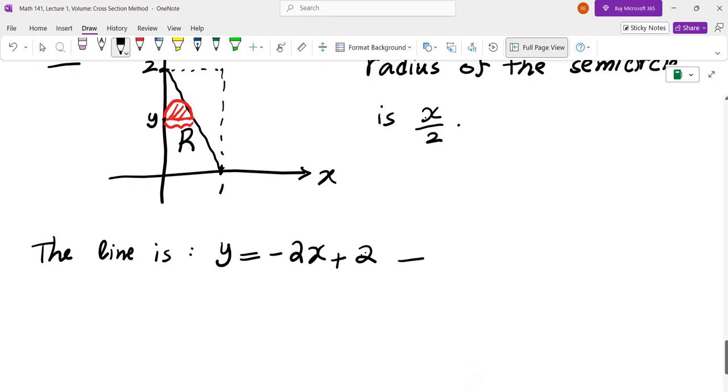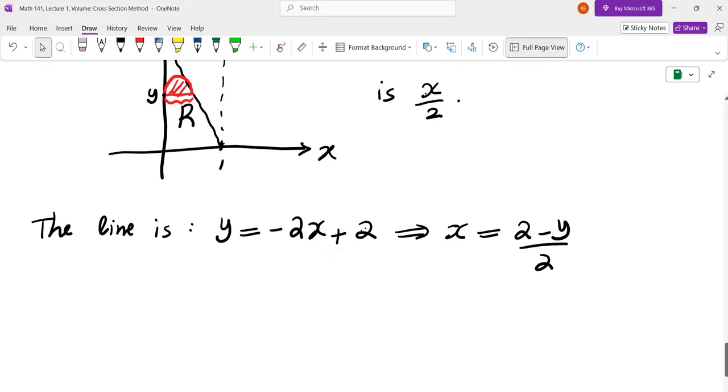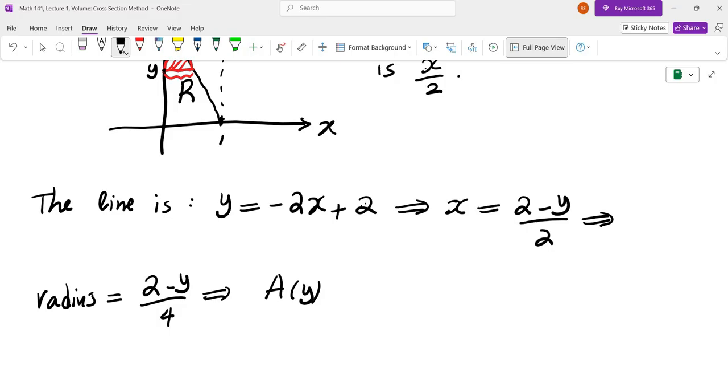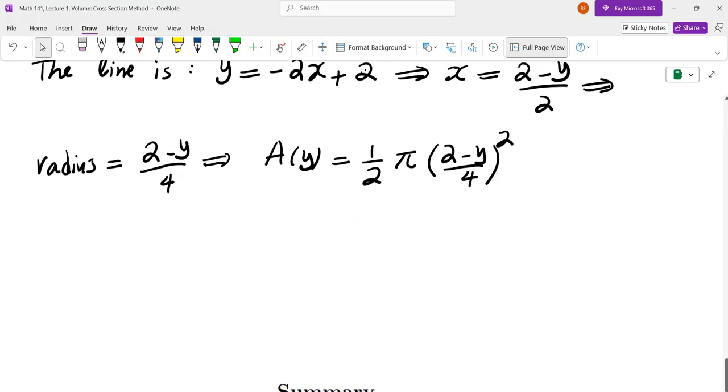So I have to figure out what x over 2 is. So I'll solve this for x. I would get x equals (2 minus y) over 2. I added y to both sides, subtracted 2 from both sides, and then divided by -2. So this is our x, which means the radius is (2 minus y) over 4. So this is our radius. That tells us that cross-sectional areas are 1/2 of pi r squared. So that's the cross-section. Now we'll have to integrate this.